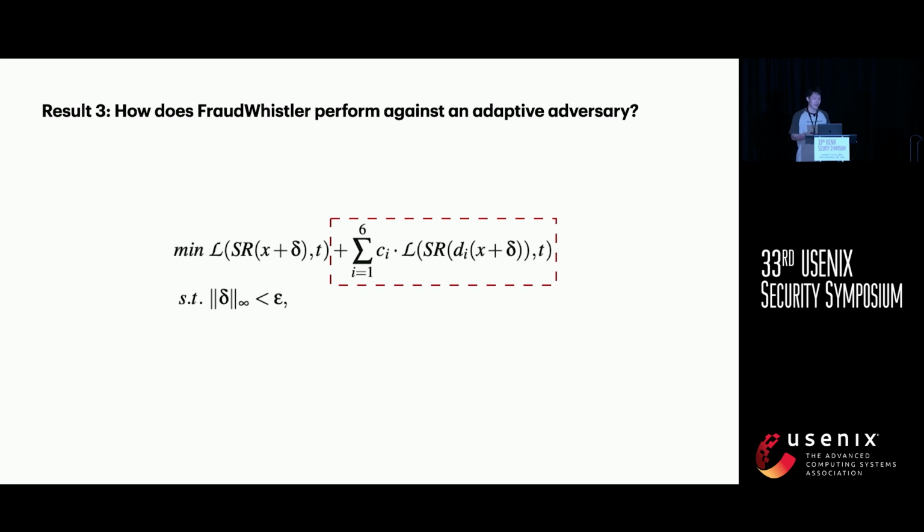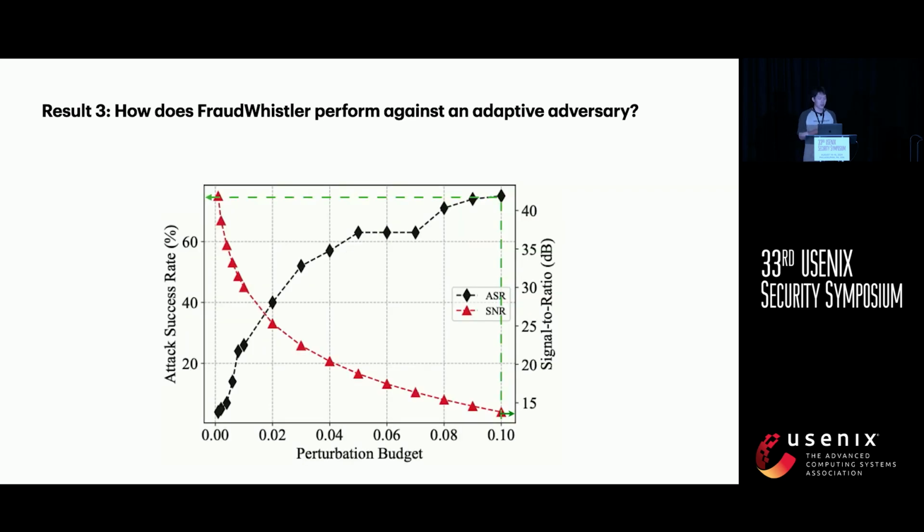So next, we evaluate FraudWhistler under adaptive settings. In this setting, the adversary is aware of the existence and the details of FraudWhistler. So he can accordingly modify the objective function to generate more powerful adversary examples. This figure shows that when the perturbation budget increases, the attack success rate indeed reaches higher, which means that FraudWhistler may be susceptible to adaptive attacks.